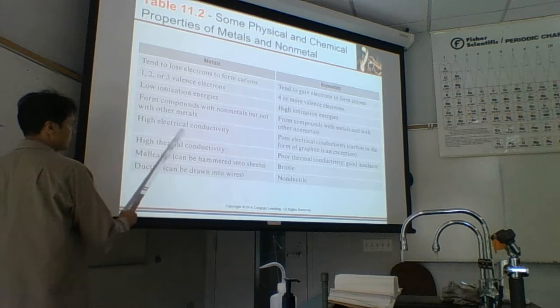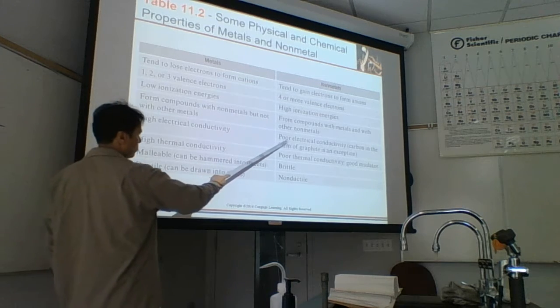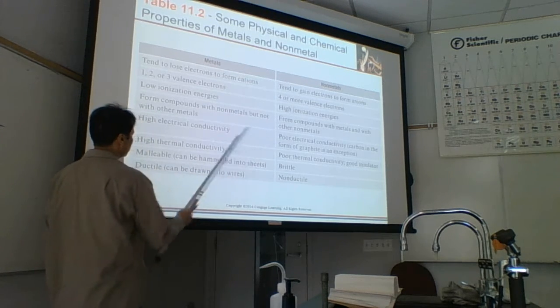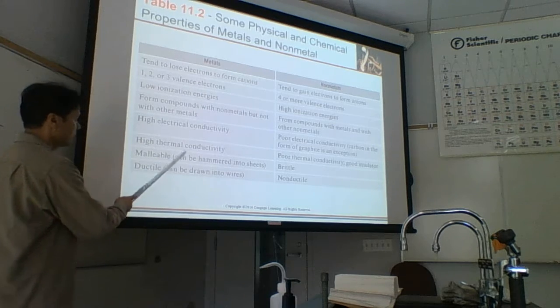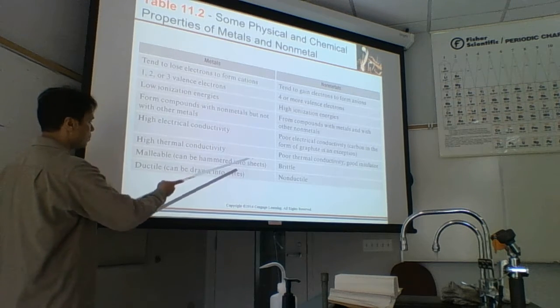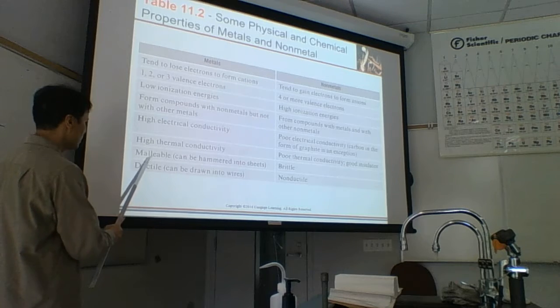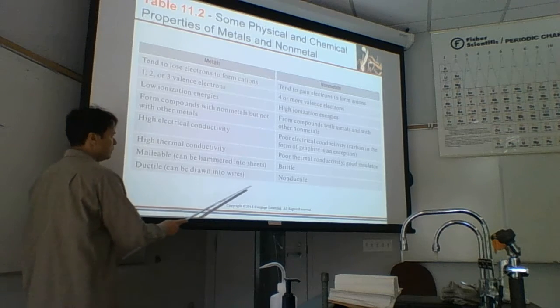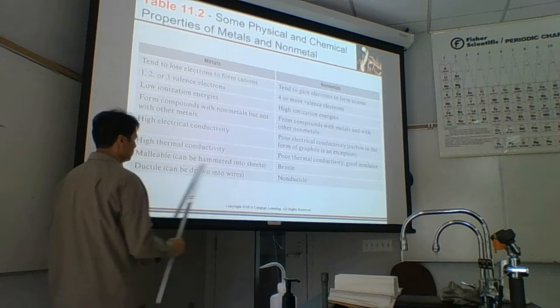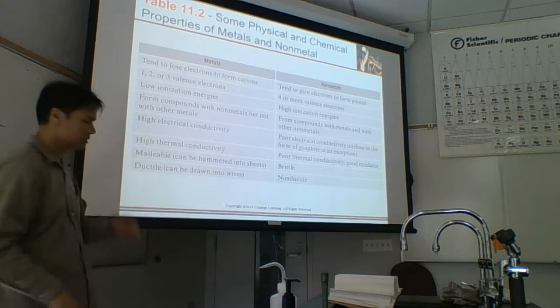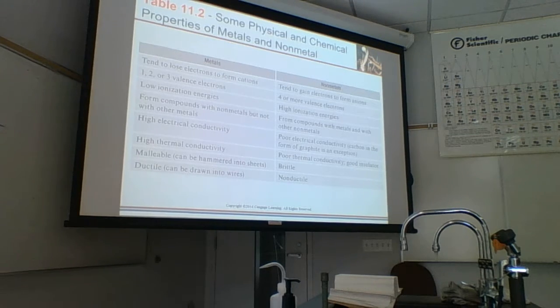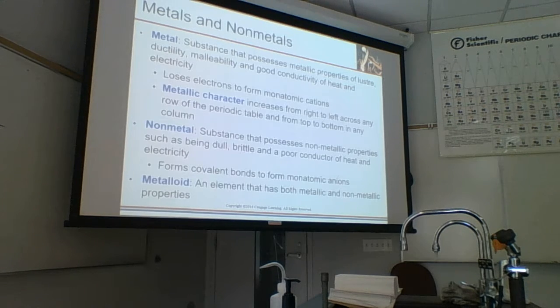Metals have high electrical conductivity. Non-metals have poor electrical conductivity except for graphite. Metals have high thermal conductivity. Non-metals have poor thermal conductivity. Metals are malleable and ductile. Non-metals aren't. Malleable just means hammered into different shapes and sheets. Ductile means drawn into wires. It's just some basic properties.